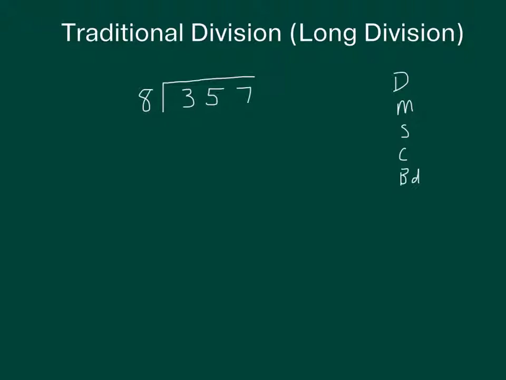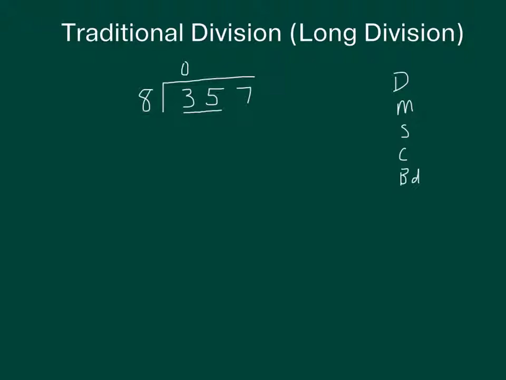Well, if I had three apples, I couldn't make any piles of 8. So some people leave it blank. Some people like to put a 0 at the top. Whatever you choose is fine. I like to put a 0 up at the top. Now, since that didn't work, now I have to look at 35.